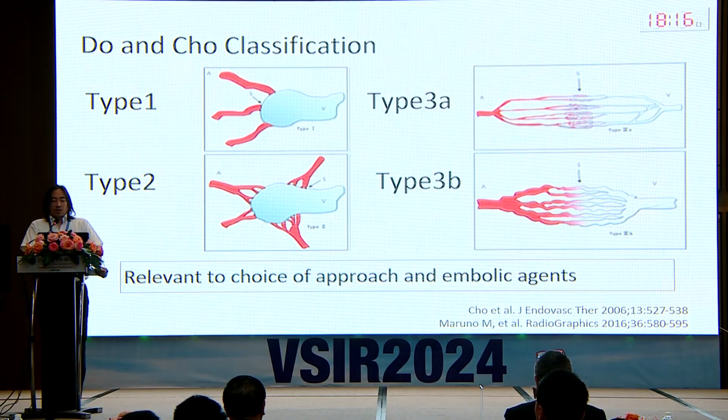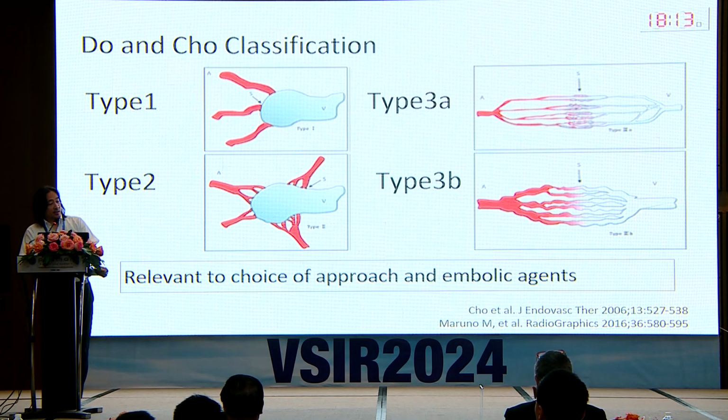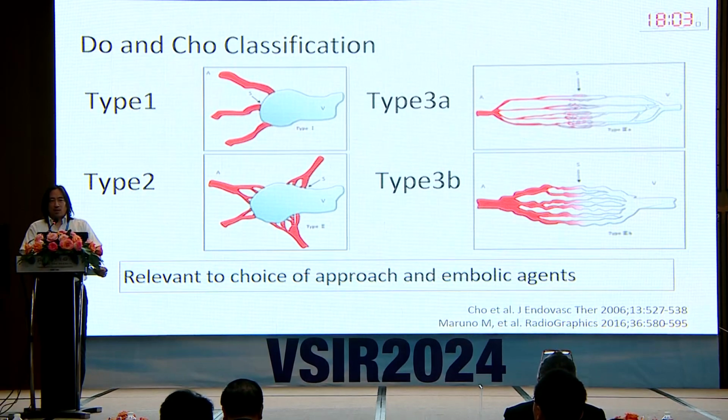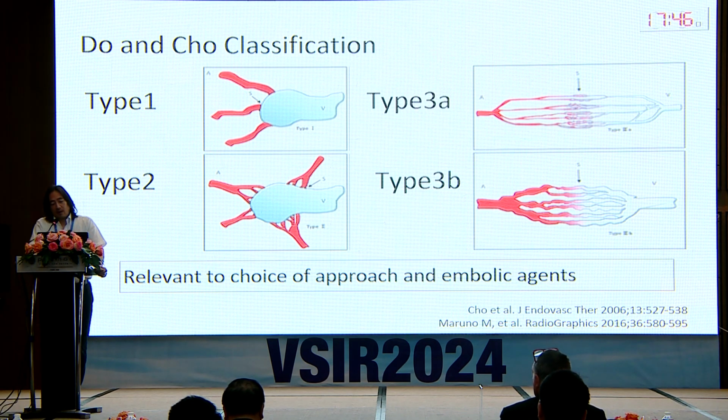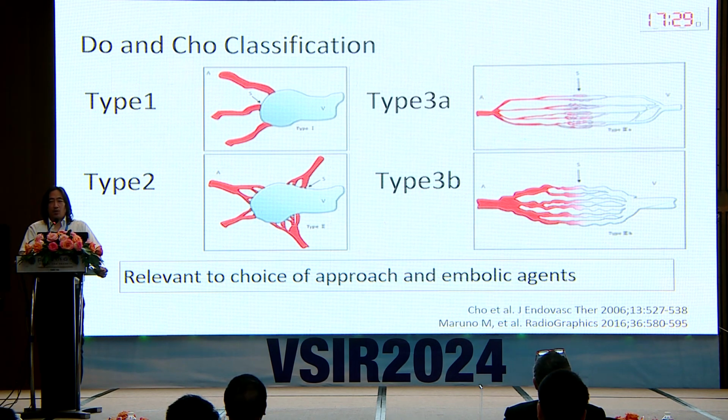Before I introduce a new renal AVM classification, I'll show this classification. This is a very famous AVM classification from Do and Cho from Korea. They classified the peripheral AVM into three types: Type 1, Type 2, and Type 3. Type 1 is an AV fistula, one or a few arteries shunting to a dilated vein. In Type 2, you can see multiple arterioles shunting to the initial venous component. In Type 3, you can see multiple communication shunts between the arterioles and the venules.